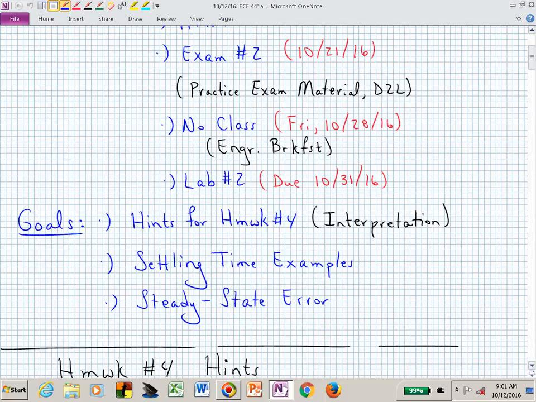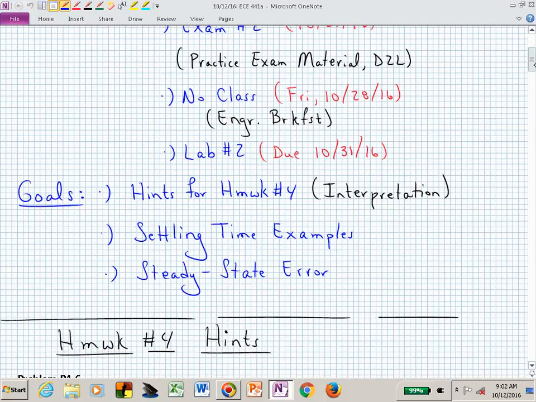What I want to do today is help you get started or speed right through homework number 4, hopefully by providing you with some interpretation of the wording of some of the problems. We will return to our settling time examples and then start with steady state error. And it's important to get these concepts well in hand because they are connected and they are a part of the subsequent material.